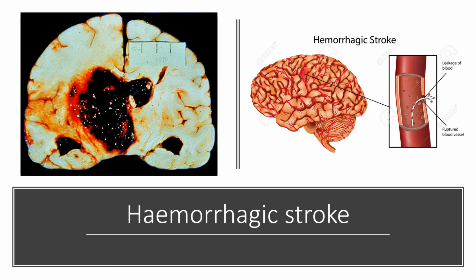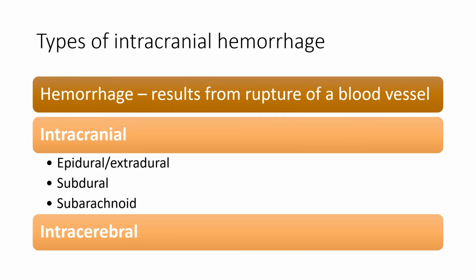A cerebrovascular accident resulting from a rupture of a blood vessel is termed a hemorrhagic stroke. Now we will see what are the different types of intracranial hemorrhage. The intracranial hemorrhage can be classified into epidural, subdural, subarachnoid and intracerebral.